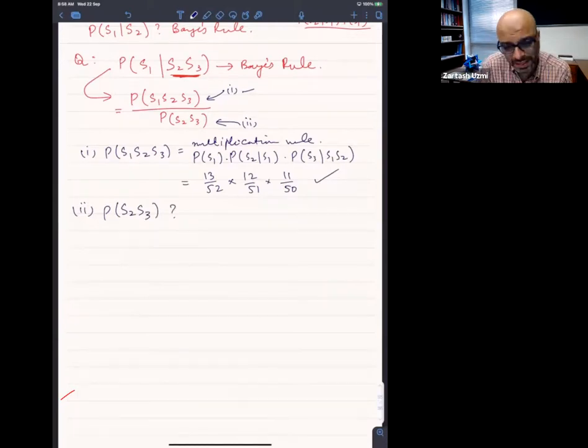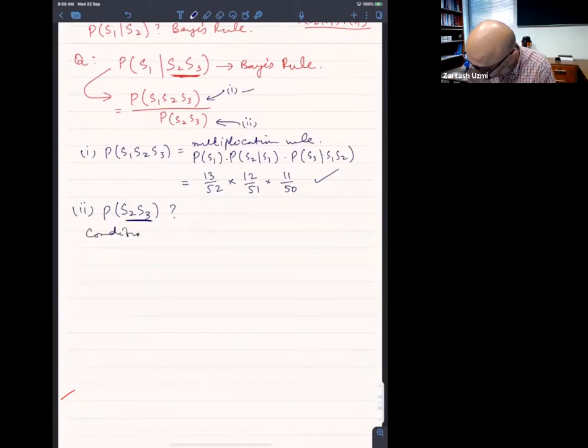Now this may not be easy to answer क्योंकि हमें पता ही नहीं है S2 S3 के लिए पहले कार्ड के ऊपर स्पेड आया था या नहीं आया था. So that means S2 S3, think of this as a compound event. ये फाइंड आउट करने के लिए आप जब तक S1 को नहीं कंसीडर करेंगे, ये नहीं आएगा. पता होना चाहिए पहला कार्ड स्पेड था या नहीं था. So I will need to condition this.